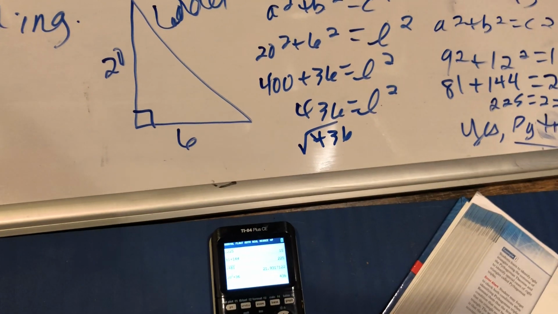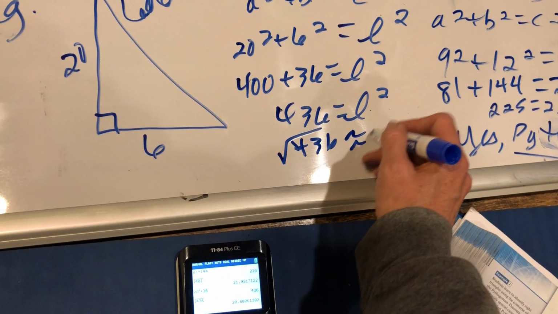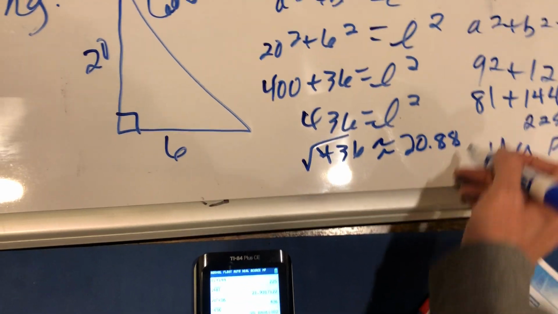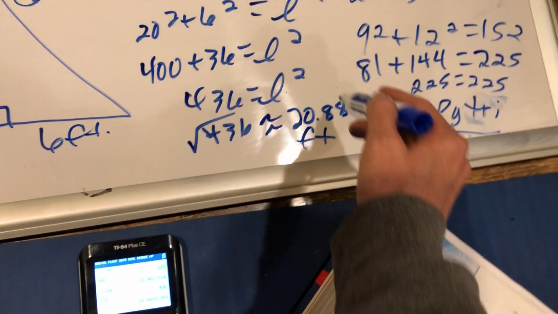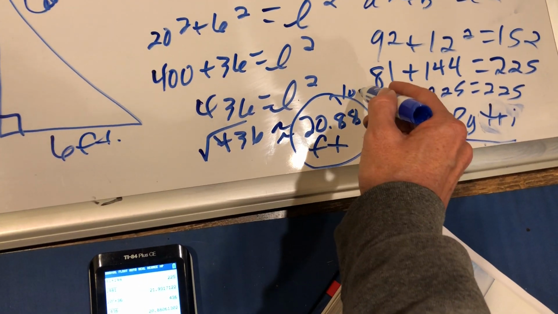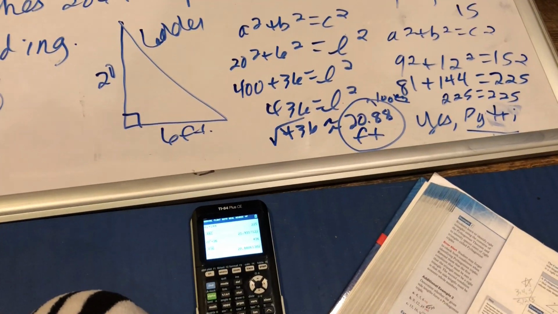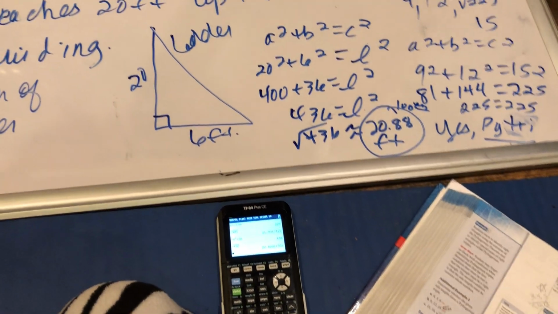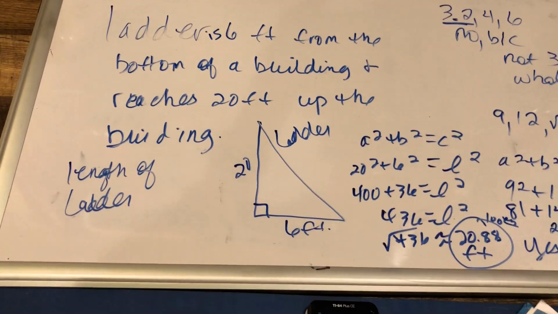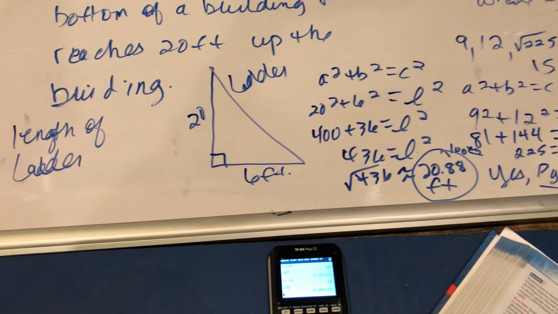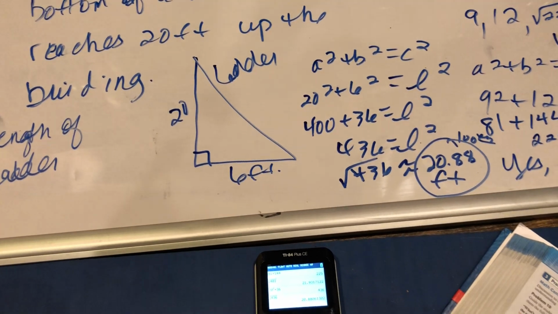436 is not a perfect square. So that gives me about 20.88 if I round it to the nearest hundredth, and it's in feet because these are in feet. So make sure you label. Now that's to the nearest hundredth. So if you wanted it to the nearest tenth, it'd be 20.9. Nearest whole number would be 21. So just make sure you read your instructions carefully to know what you need to round it to. Okay, so that's the way you're going to need to set up H.